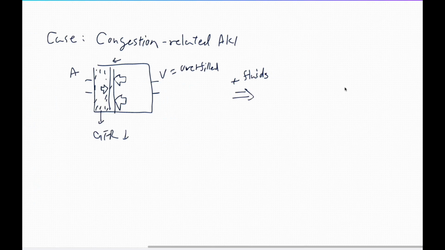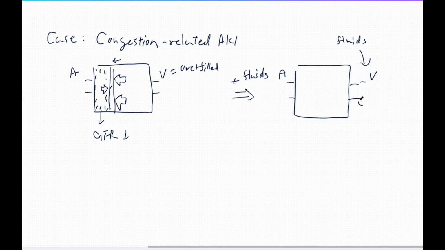Now consider what happens when we give fluids in this situation. The arterial side is often already adequate. However, the venous system has much higher compliance, so when fluids are given, they do not significantly increase arterial pressure. Instead, they preferentially flow into the venous side. As a result, venous pressure rises even further. The board is pushed even more to the left. The effective filtration area shrinks further and glomerular filtration falls even more. This is why in congestion-related AKI, fluids can worsen kidney function.